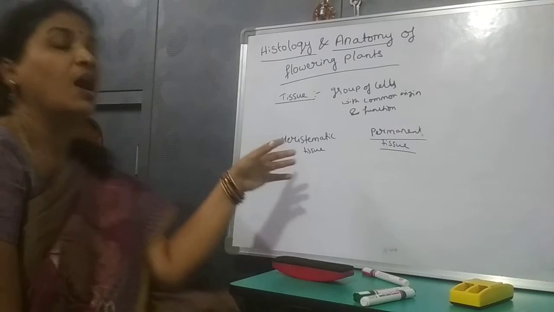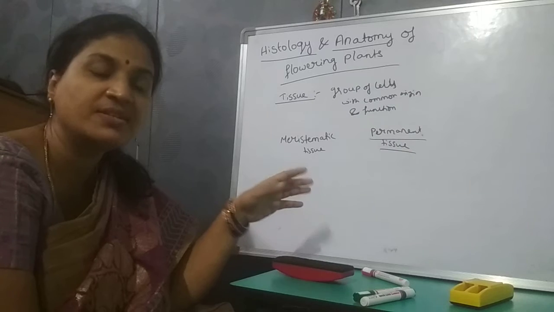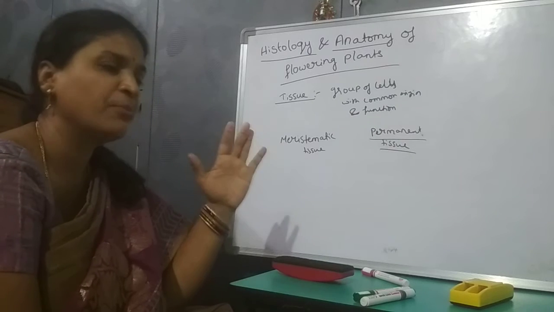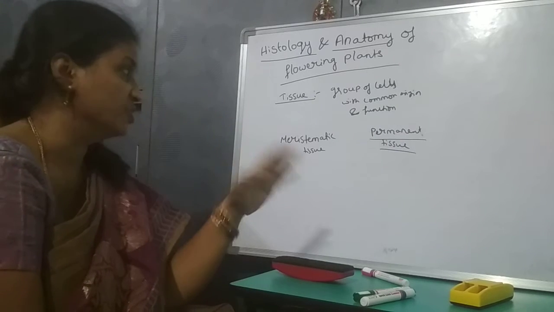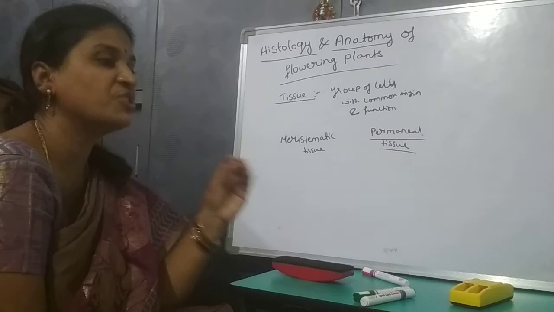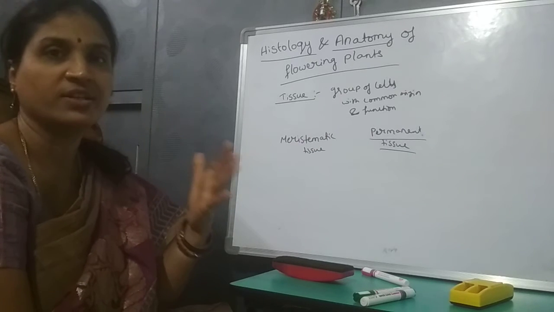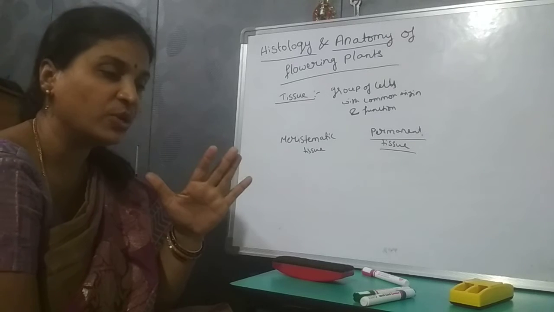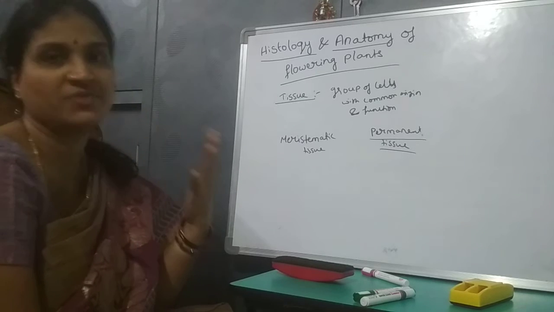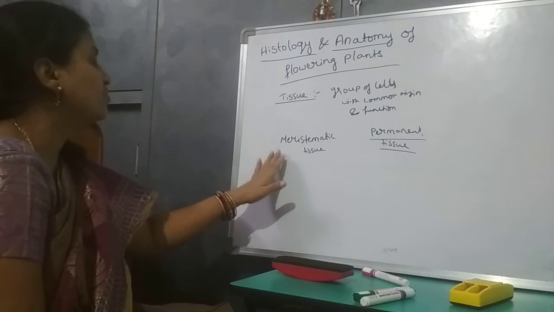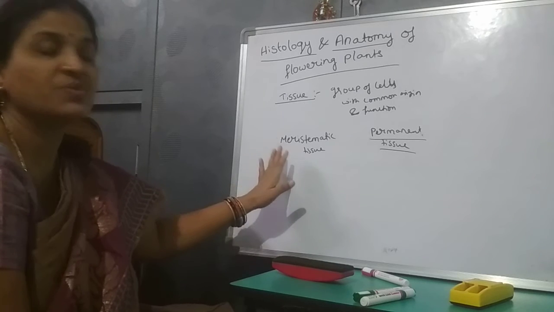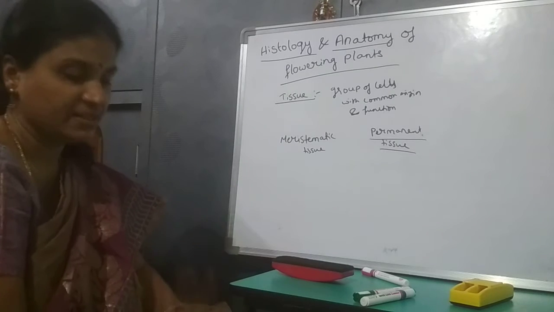Meristematic tissues are those tissues having cells which show continuous division, and they are present in specialized regions. Permanent tissues are those tissues which contain cells that have stopped undergoing cell division. After they stop dividing, they mature and perform a specific function. First we'll study in detail about the meristematic tissue.